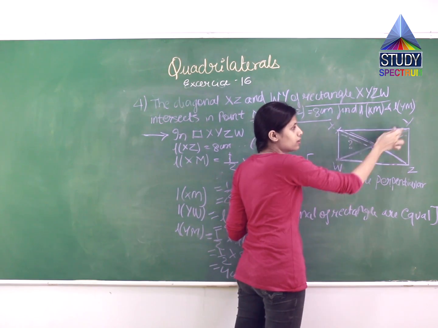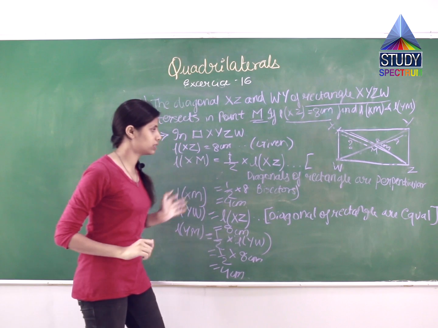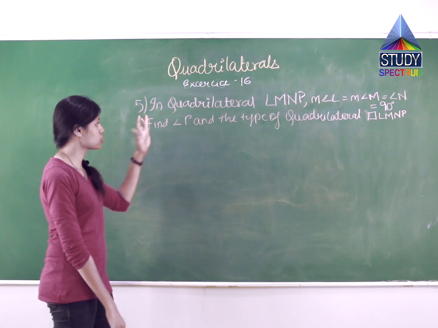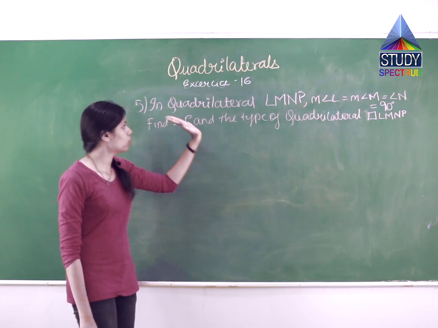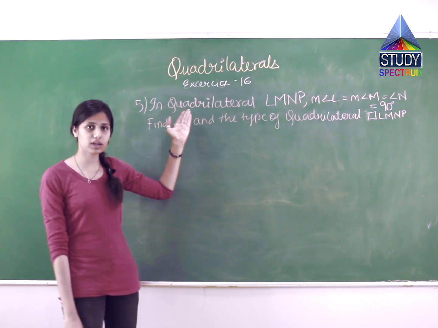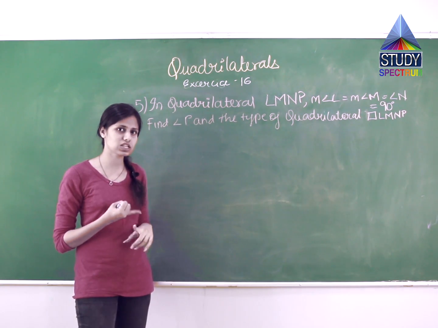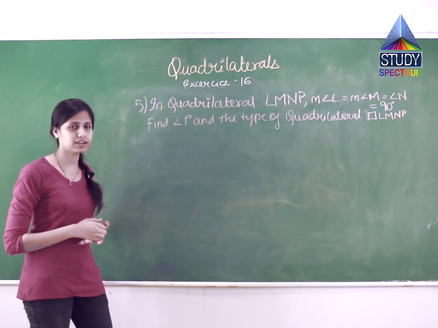So this is also 4, this is also 4, and this is given as 8 centimeter. So clear with this question? The fifth question. In this question, it is given that in quadrilateral LMNP, they have not mentioned which type of quadrilateral it is. Means it is a square, rectangle, rhombus or a parallelogram. It is not given in the question.